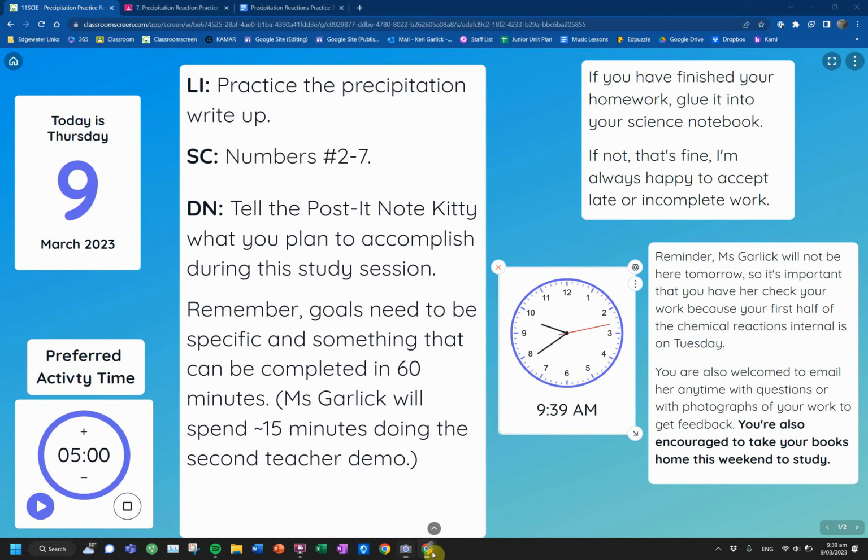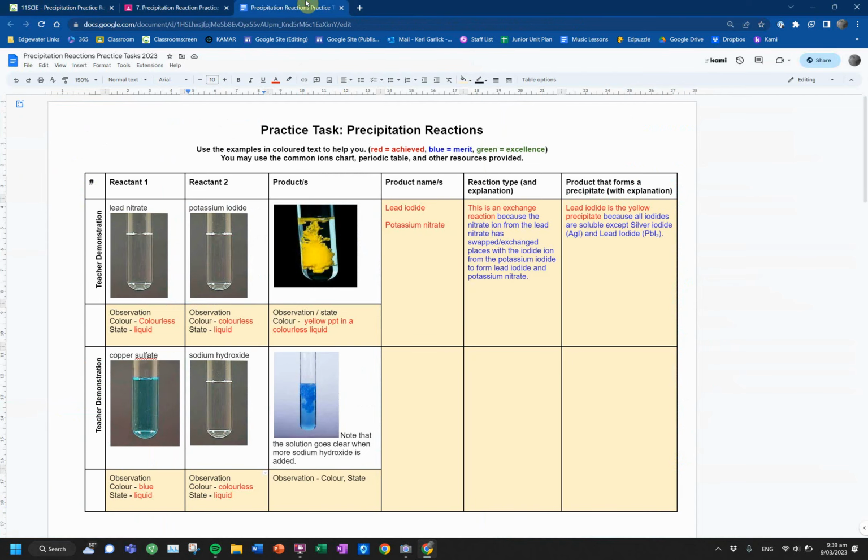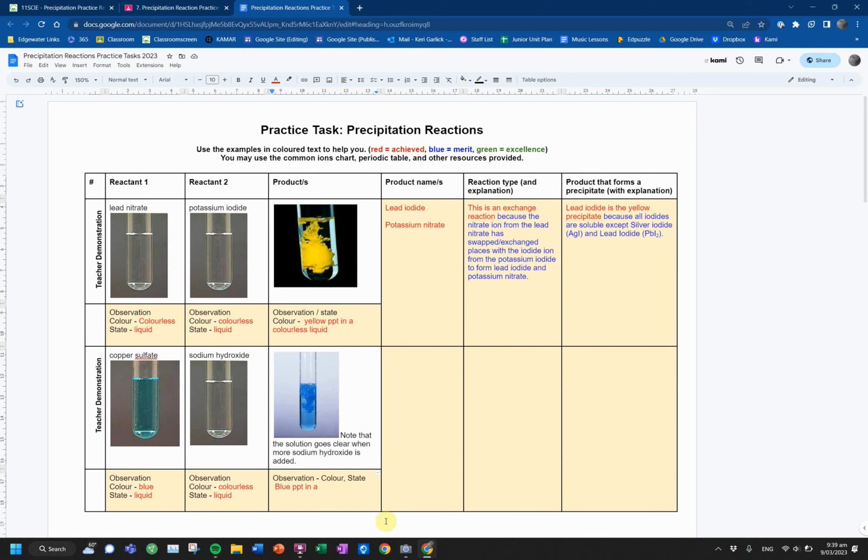Under my observations, we are writing down here, a blue precipitate is formed. I'm happy if you want to write PPT, because precipitate is a long word. And what color is the solution? Blue? Look at it under the camera again. Is the solution colored? No, the solution itself is not colored. So, a colorless solution.